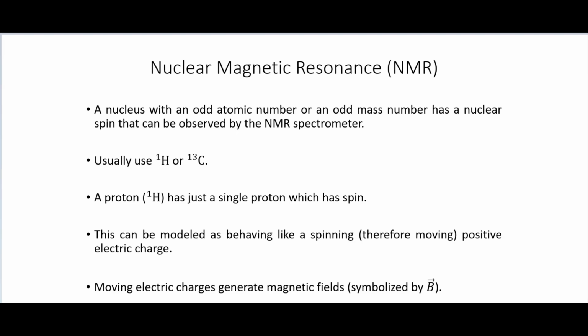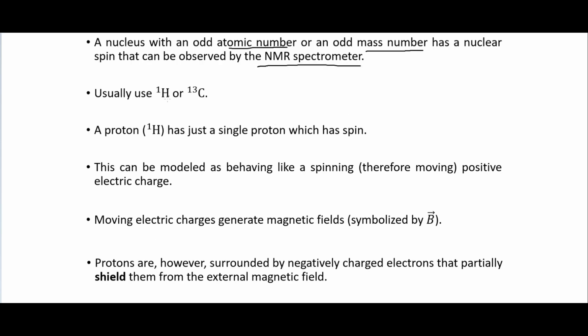In this video, I'm going to continue talking about nuclear magnetic resonance. In the previous video, we established that a nucleus with an odd atomic number, which allows there to be a net spin in the nucleus, or an odd mass number, so if we have an odd number of neutrons, we can get that net spin, has a nuclear spin that can be observed by the NMR spectrometer. So we are often talking about proton or carbon-13 NMR. I am mostly talking about proton NMR in these videos.